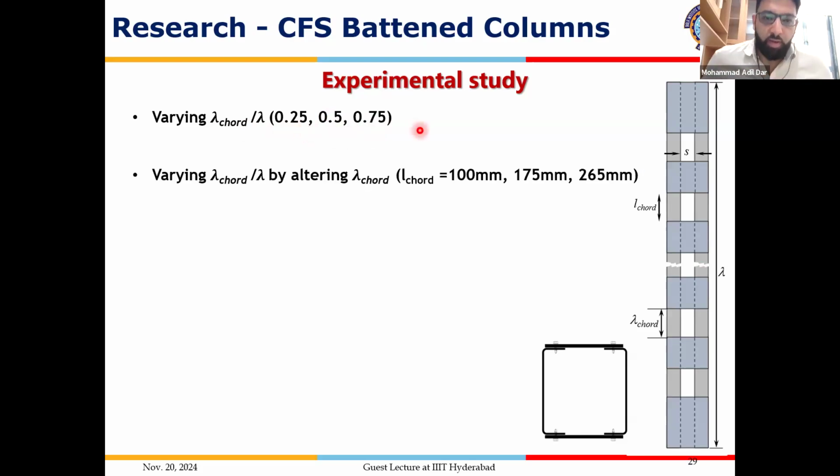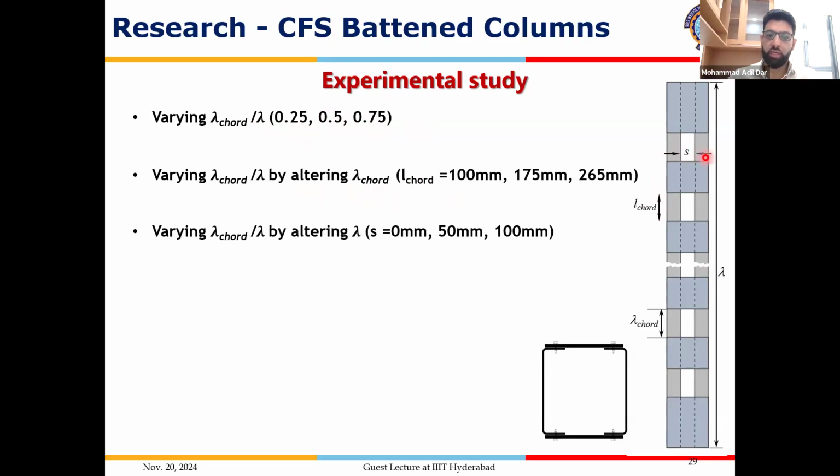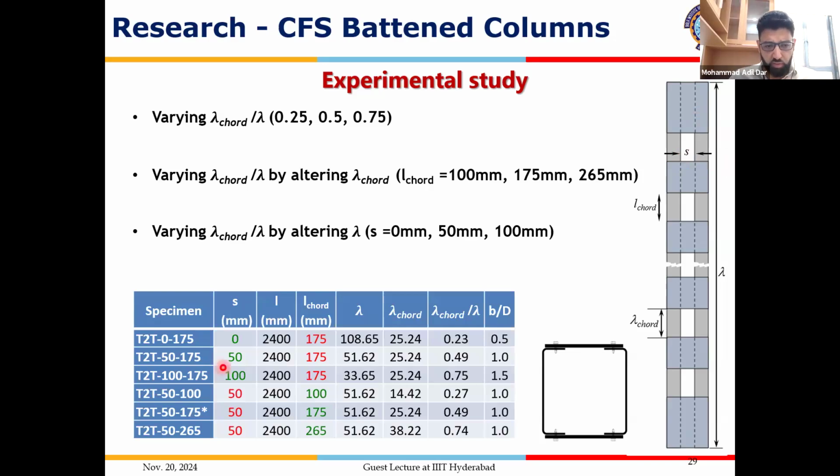Now we varied lambda chord by lambda in two different ways. In the first way, we altered the lambda chord. That means we altered the intermediate batten spacing, while we kept the toe-to-toe spacing constant. In the other way, we varied the toe-to-toe spacing and kept the intermediate batten spacing constant, to investigate the role of each component in influencing the behavior of cold form steel batten columns. So we had two different groups. In the first group, we kept the spacing between the battens constant and varied the toe-to-toe spacing. In the second one, we did the other way around.